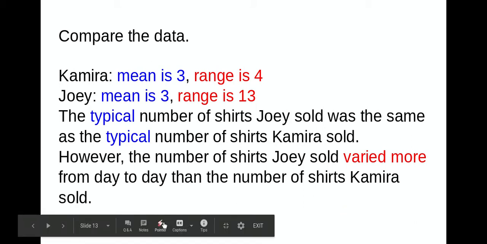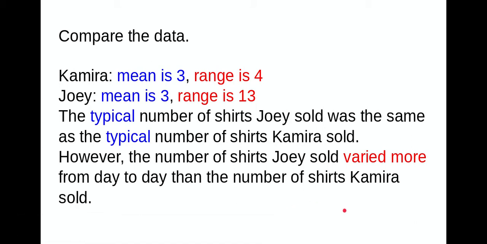Okay, so to compare the data, you have to first find the two things. One is the measure of center, which is your mean, and the other thing they wanted you to find is a measure of variability, which in this case was the range. So for Kamira, your mean was 3 and range was 4. Joey, your mean is 3 and your range is 13.